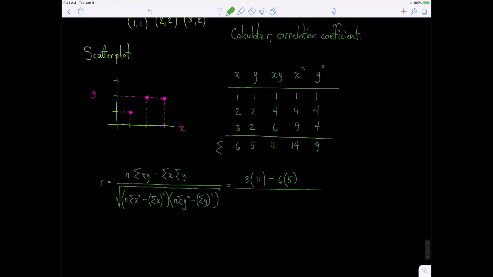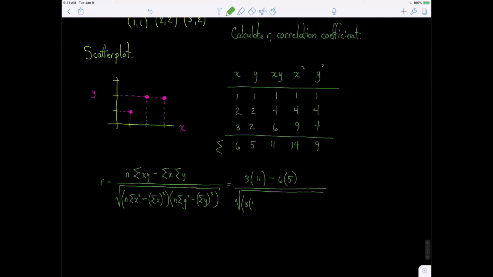Divide all of that by the square root of... So we have n is 3. The sum of the x squareds is 14. Let's write it this way: 14 minus, so now the sum of the x's is 6, and you square it for 36. Parenthesis, parenthesis. Then we repeat this for the y's. It's 3. The sum of the y squareds is 9 minus, well, the sum of the y's is 5. We square it. That's 25.